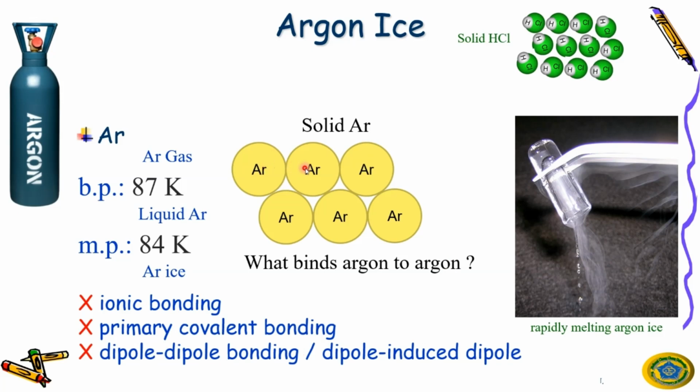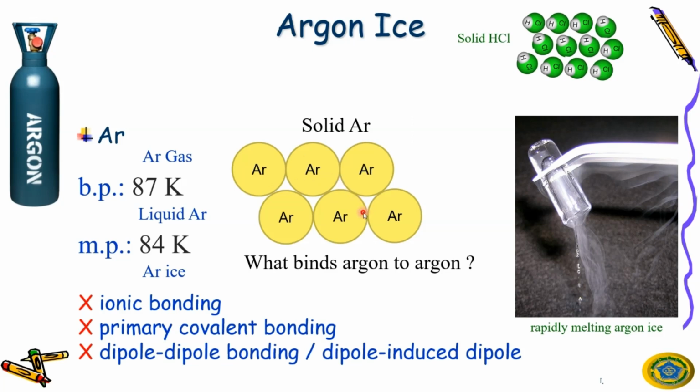Is the secondary bonding dipole-dipole bonding? No, there's no dipole. Argon is not a polar molecule, so there's no dipole, right? This argon is not a dipole, so this is not dipole-dipole bonding. How about dipole-induced dipole bonding? This is not a dipole, this is non-dipole. There is no induced dipole.